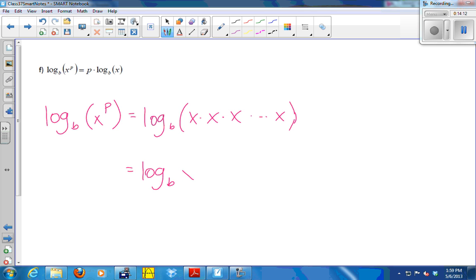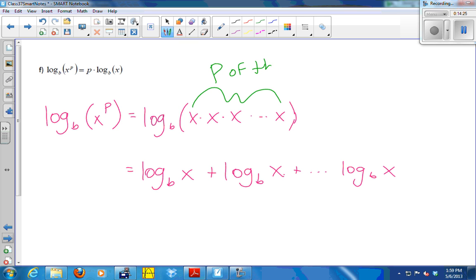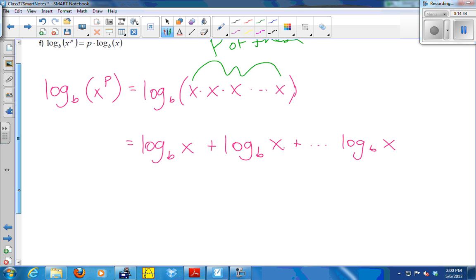log base b of x plus log base b of x plus log base b of x. And I have p of these, right? x times x times x, p times. So how many logs am I adding together here? p. So when you repeatedly add something, what is that? What do we usually do to denote that? Multiplication. And I have p of them, so I have p log base b of x's.